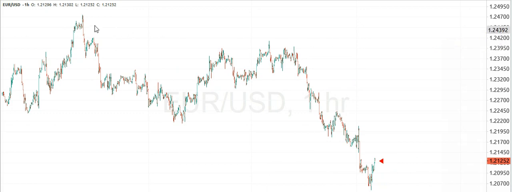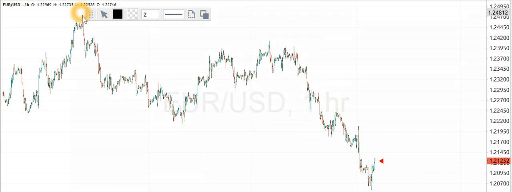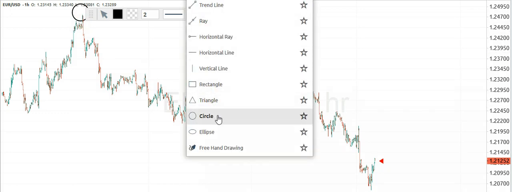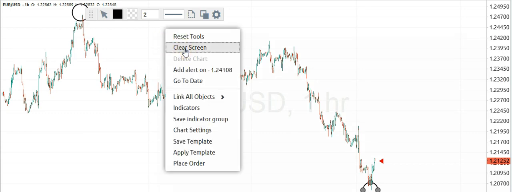Okay, this is the highest point right up here, and this would be the lowest point down here. So clearly the market is making lower lows and lower highs. It's going down. Okay, now having identified the highest point and the lowest point, what I'm now going to focus on is drawing my trend line.